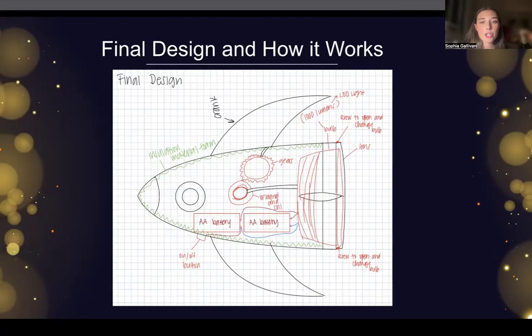Side buttons allow the user to choose between battery power or manually generated power. A lens focuses the light bulb onto objects for better visibility. And lastly, a screw-on front piece allows the LED light bulb to be easily replaced.